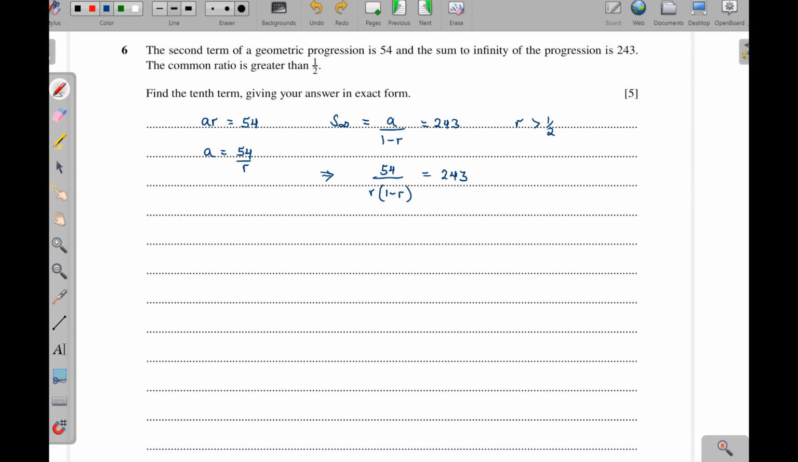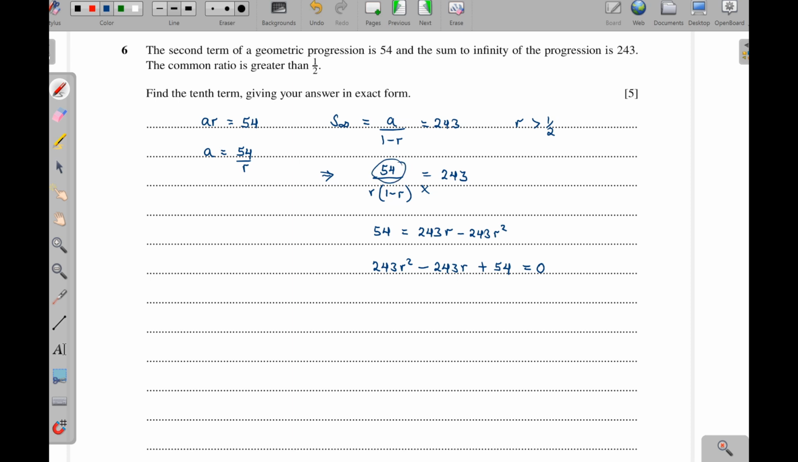Now, what else do we have? We can cross multiply. You have this 54, which is equal to 243 of R, then minus, of course, R times R, that is R squared. So we have 243, then R what? Squared. Bring everything onto one side to form a quadratic. 243R squared, then minus 243 of R, then plus the 54, then is equal to 0.